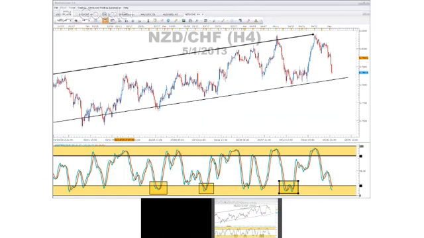So if price is above the 200 period moving average, then naturally we want to be looking for buy signals because we're in an uptrend. Best time to get into the trade is a dip in the uptrend. So we look for an oversold reading coming back above the 30 level.